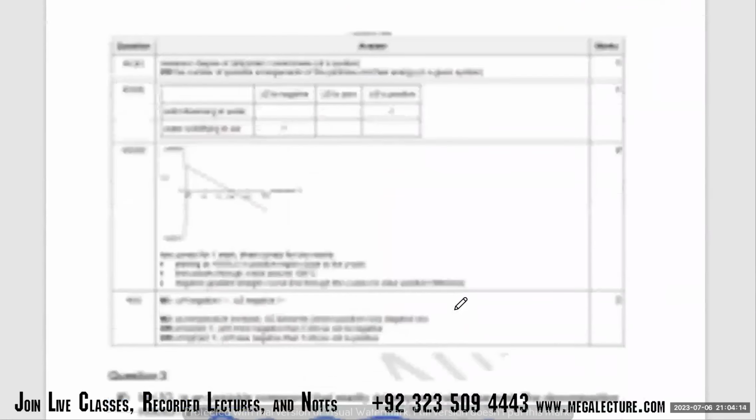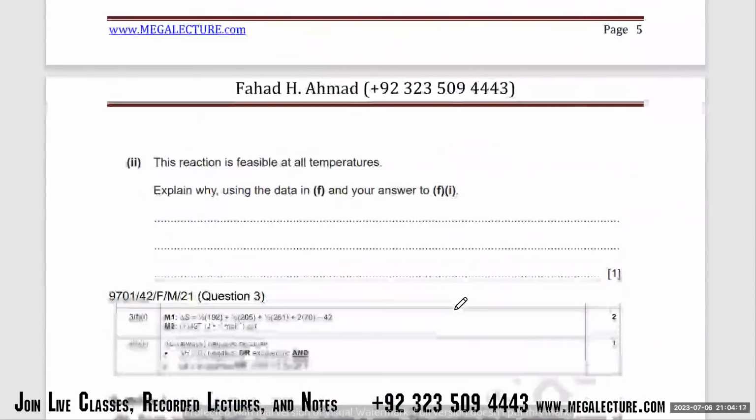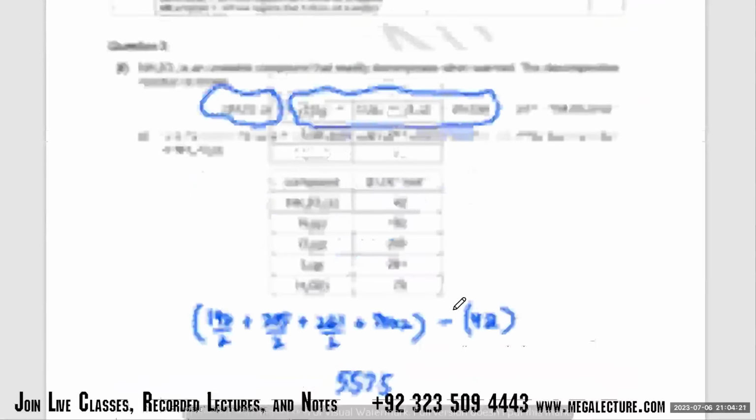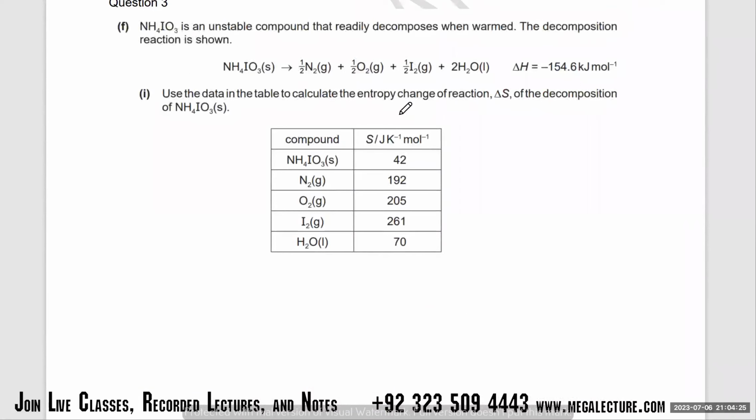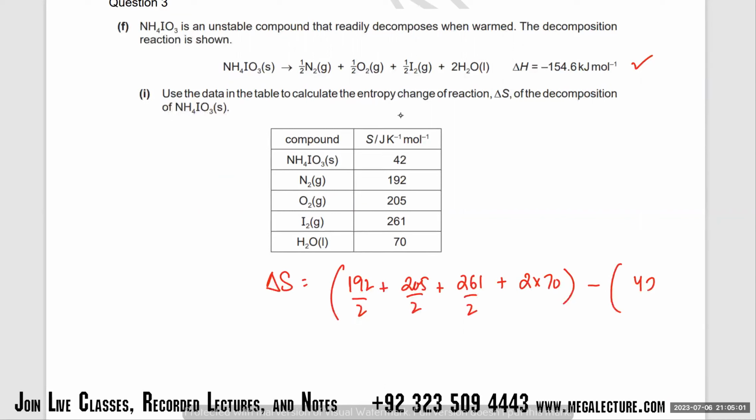Similarly, let's do the next one. Here also we calculated delta S for this reaction earlier, right? Delta S is already given, but let's quickly calculate delta S again. Products minus reactants. So it was 192 divided by 2, plus O2, which is 205 divided by 2, plus half I2, which is 261, plus 2H2O, that's 2 times 70, minus my reactant, which is 42. What is the delta S? 427, sir.